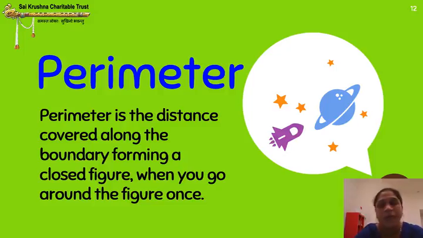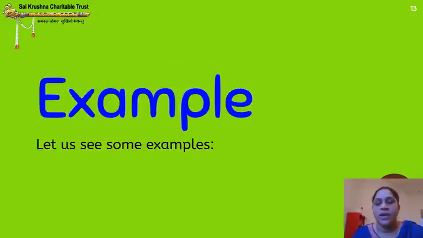So perimeter is the distance covered along the boundary forming a closed figure when you go around the figure once. Let us see some examples.